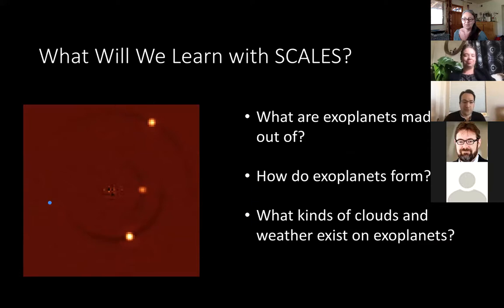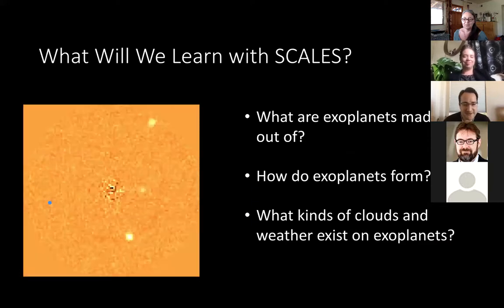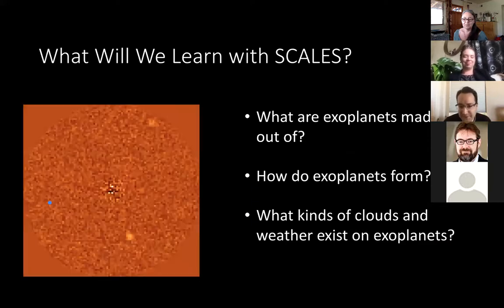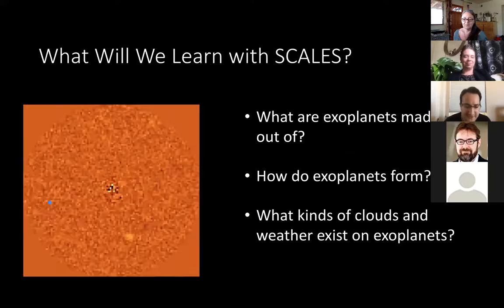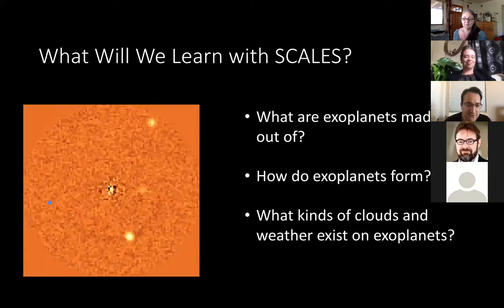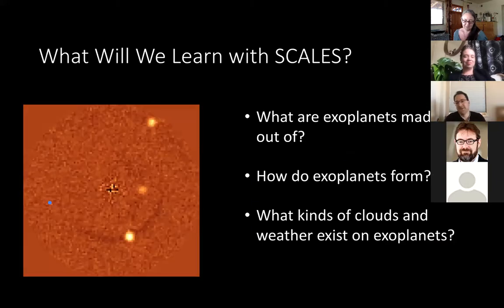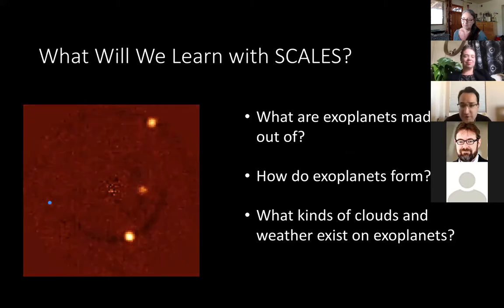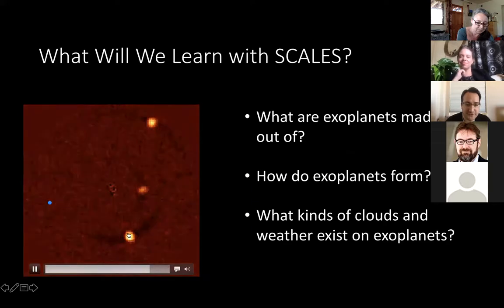What will we learn with data like this? It's going to be amazing. You get one hyperspectral data cube like this, and you'll be able to learn so much. Just like that spectrum of the pale blue dot, there's so much information in one spectrum. So with a data cube like this, the first thing you'll want to know is what are exoplanets made of? So you'll be able to see all of those individual molecules in each one of these exoplanets.